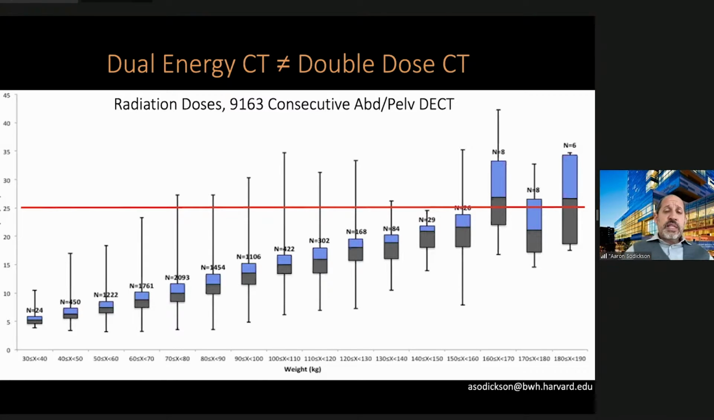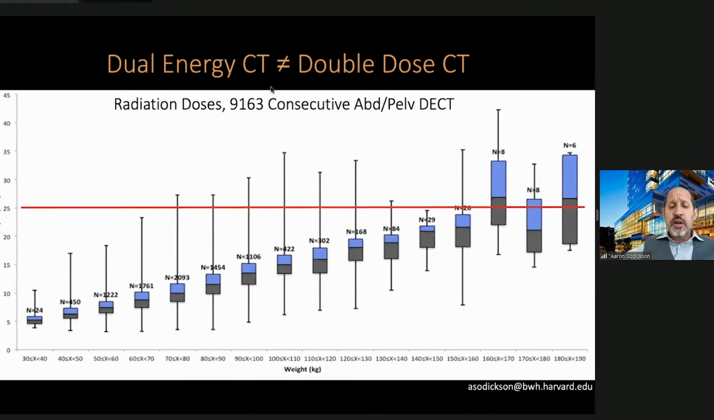One of the common misconceptions is that dual energy CT must be double dose CT because we have two sets of data that are acquired. But in reality, what all of the manufacturers have done is essentially split the dose of a conventional scan roughly half and half between the high and the low energy acquired data.